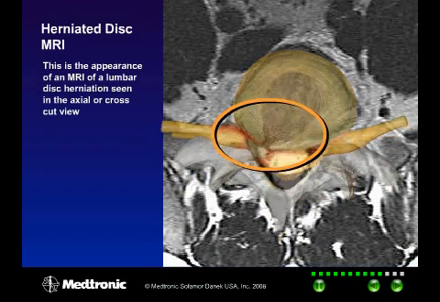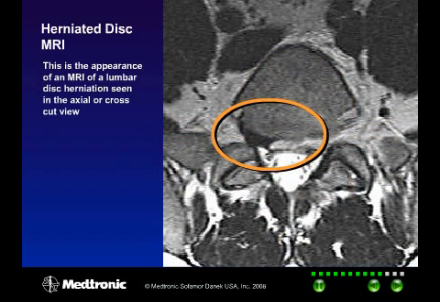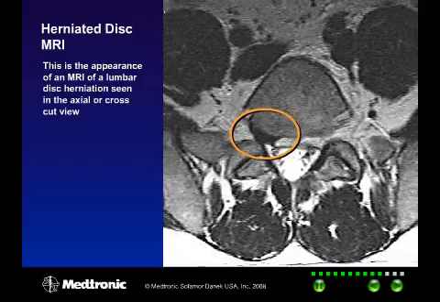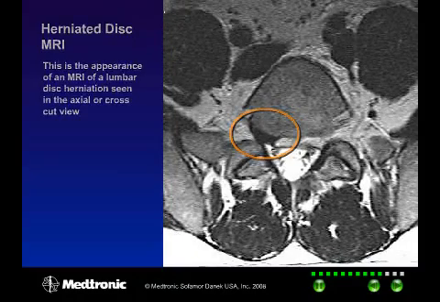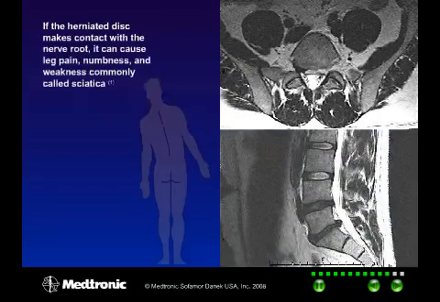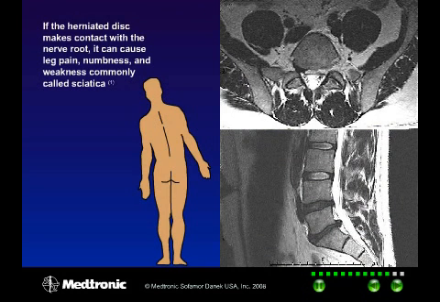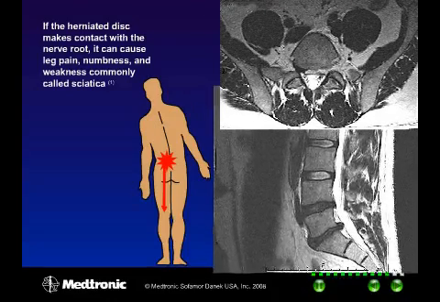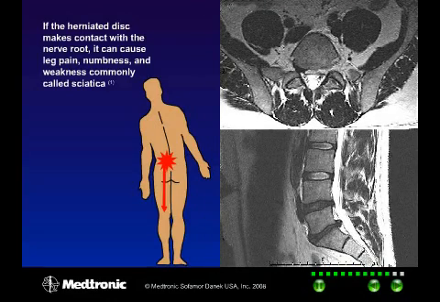This is the appearance of an MRI of a lumbar disc herniation, seen in the axial or cross-cut view. If the herniated disc makes contact with the nerve root, it can cause leg pain, numbness, and weakness, commonly called sciatica. This MRI shows two views, axial and lateral, of a herniated disc that makes contact with the nerve root. The herniation is circled in orange.